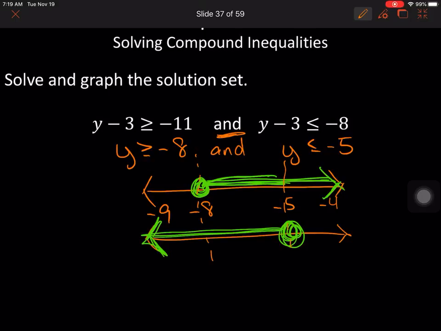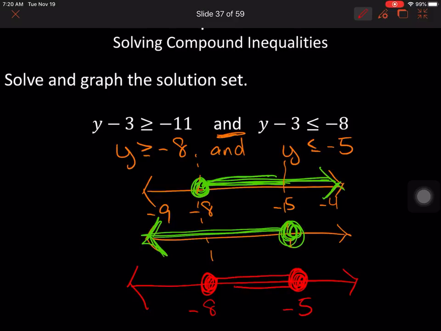So my solution is, and let's get a new number line down here where we can put our solution on it. On our solution number line, we have -8 and we have -5. Our solution, the overlap, starts at -8 and goes to -5, and it's all the stuff in between. That's the overlap. If you look up, you'll notice that -8 and to the right, -5 and to the left, this is the part that overlaps, and so that is our solution.